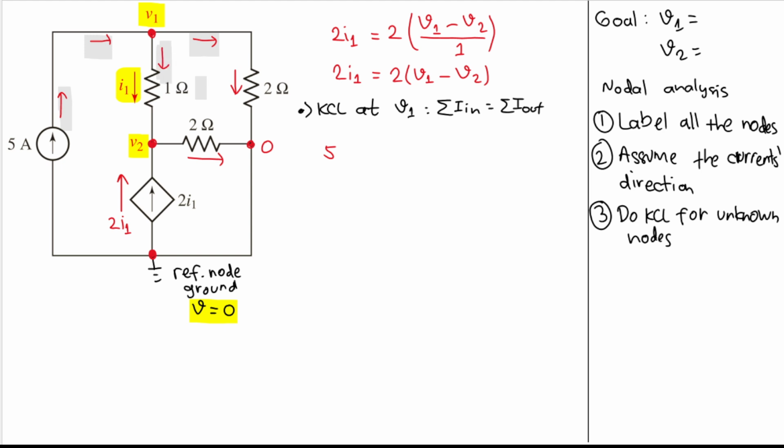For this one here, we will use Ohm's law. The current goes from V1, so I will have V1, and then the current goes to V2, so I will have minus V2. And because this is voltage, we need to divide it by the resistance between them, which is 1.